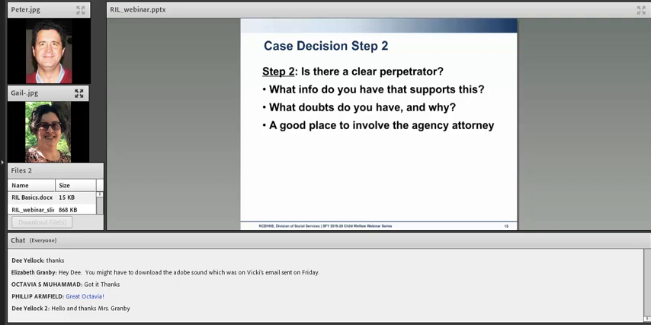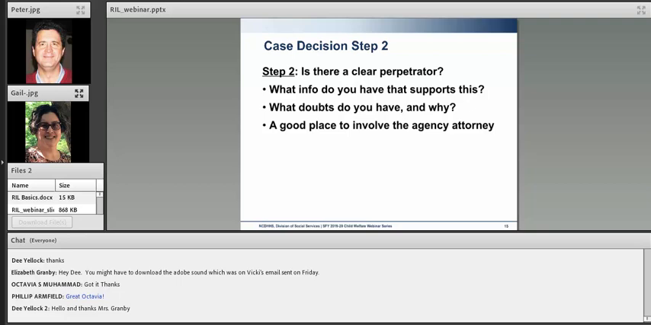Do I have a perpetrator? Am I going to have to put that person on the RIL? I can't substantiate if I don't have a perpetrator. Not true. Please make sure you understand the difference. Is there a clear perpetrator? In other words, and again, what info do you have that supports this? What doubts do you have about this?